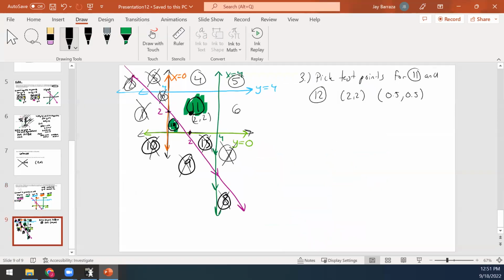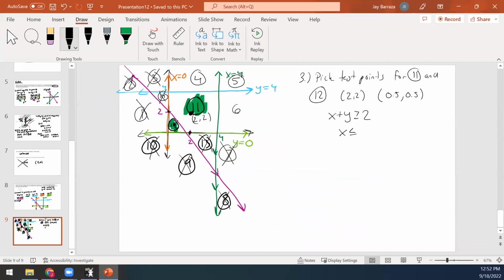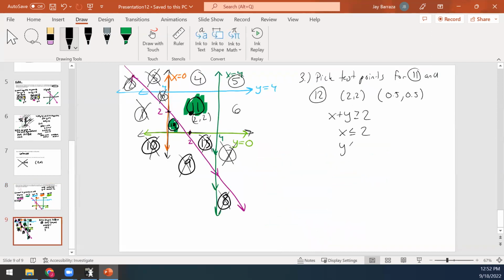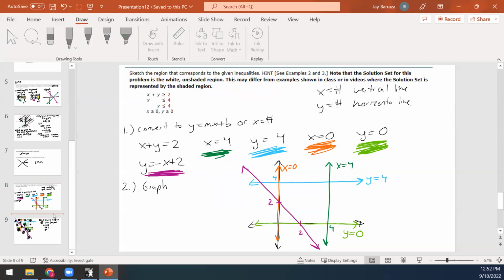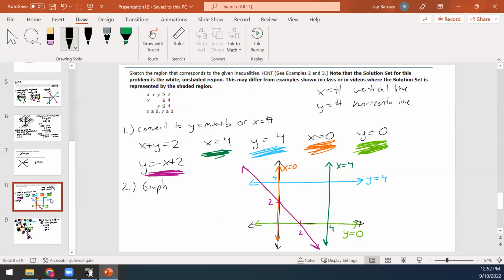So x plus y. Also, some of you, the more comfortable you get with these, the better you can start to kind of cheat this step. You don't even have to plug in the numbers. You can kind of tell just by looking at them.